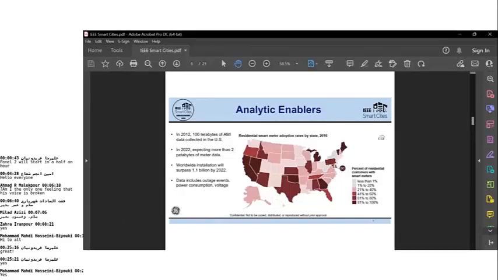But just to highlight that the installation of smart meters is on the rise in the US and across the world. And these installations contribute not only to improving energy billing, which was the main purpose of having a meter at home, but also to increasing the situational awareness of the distribution system beyond distribution substations. Next slide, please.